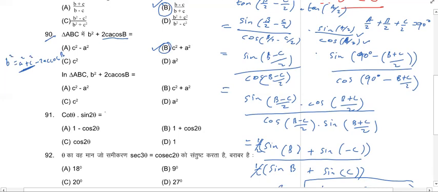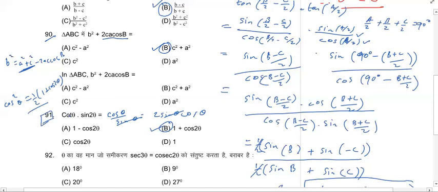Question number 91. Cot theta times 2 sine theta cos theta. Cot theta is cos theta over sine theta, so sine theta and sine theta cancel out. We got 2 cos squared theta. Now cos squared theta is equal to half into 1 plus cos 2 theta. So 2 cos squared theta is 1 plus cos 2 theta. We have proved this in the earlier questions.